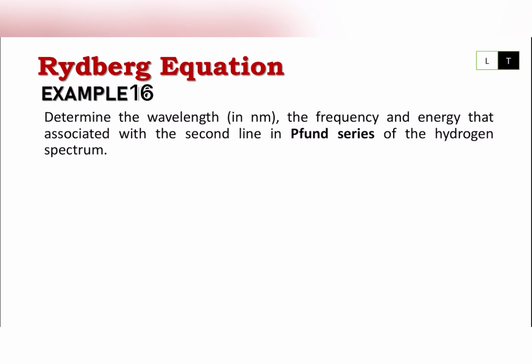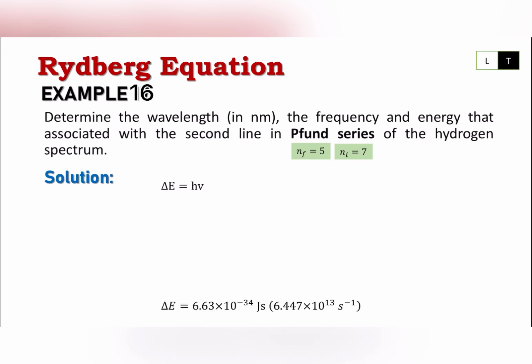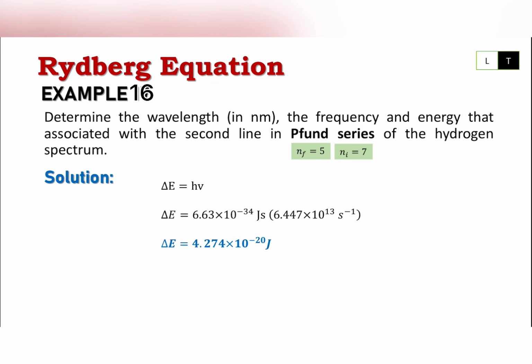Next, we are going to continue with calculating the energy. For the energy, we have the information given. Now I got my formula for the energy difference equals hv. This is where I'm going to use my frequency value that I got from the previous slide, put it into this formula, and for the final one, I will have the energy difference is 4.274 exponent negative 20 joule.